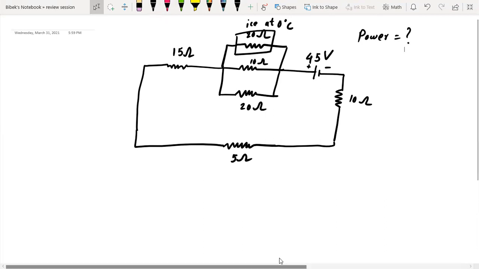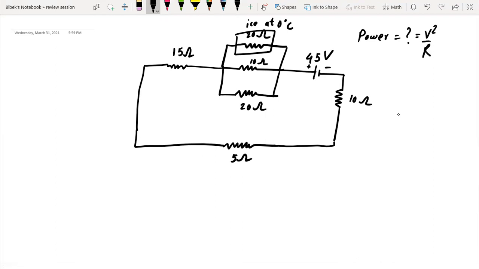So how to solve this problem? Power in a resistance is given by V square over R, or I square times R. So basically you'll need either the voltage drop across this resistor or the current. Usually I go for the current and find the power. So here you have an EMF. At first, let's reduce this circuit to something like this.